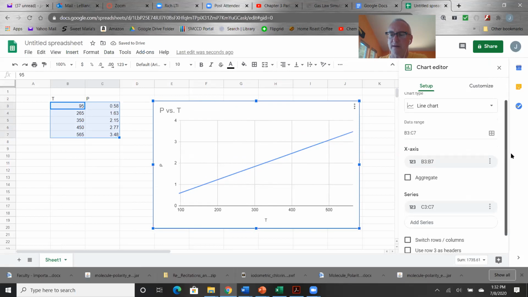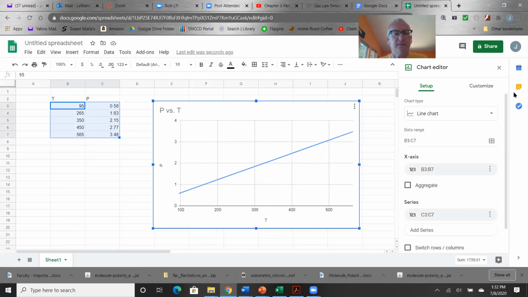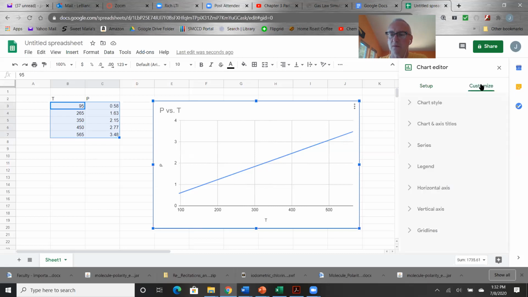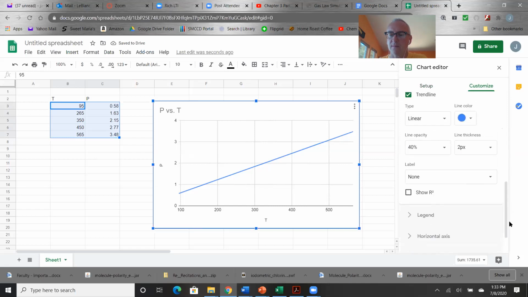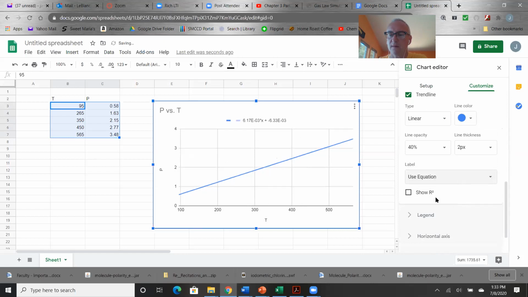And then to get the trend line, I scroll down here and there's a trend line. Go to customize, and then series. Scroll down to trend line. And when you scroll down again, click label none and then use equation. Oh, perfect. Okay, there we go.